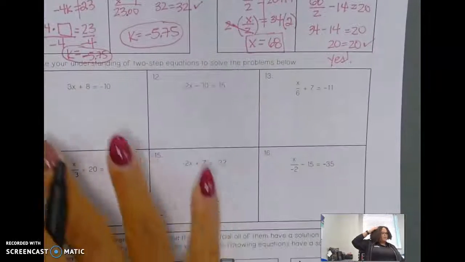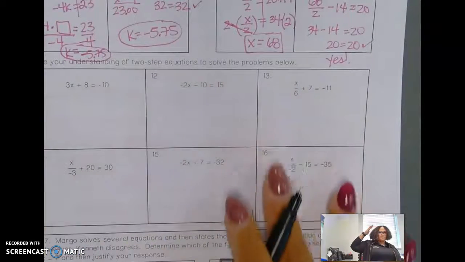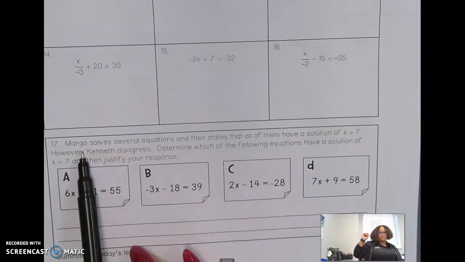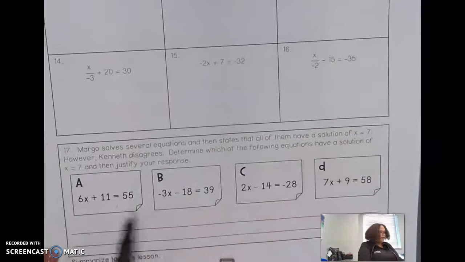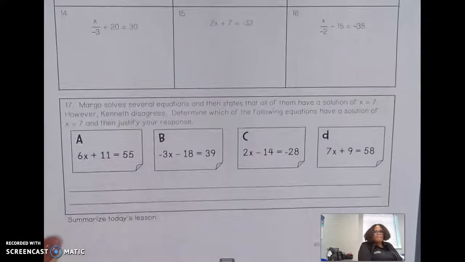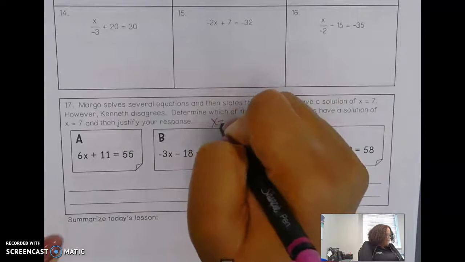So now I'm going to do the same thing for the rest of these problems here. Then at the bottom, we'll talk about Margot, okay? Actually, let's go straight to Margot and let's have y'all do these on your own. Margot solves several equations and then states that all of them have a solution of 7. However, Kenneth disagrees. Determine which of the following equations have a solution of x equals 7 and then justify your response. So what they're saying is x equals 7.